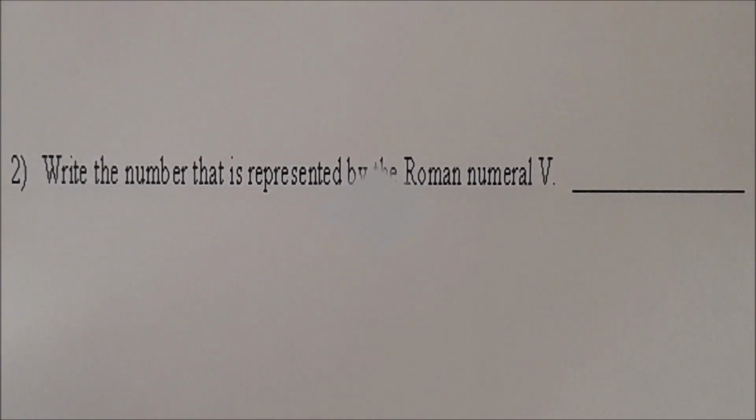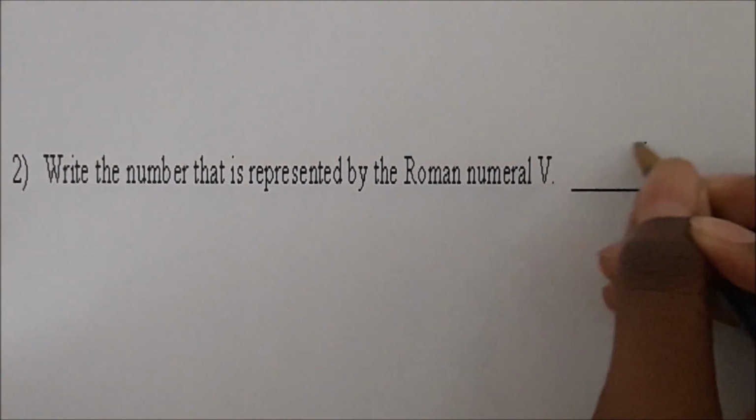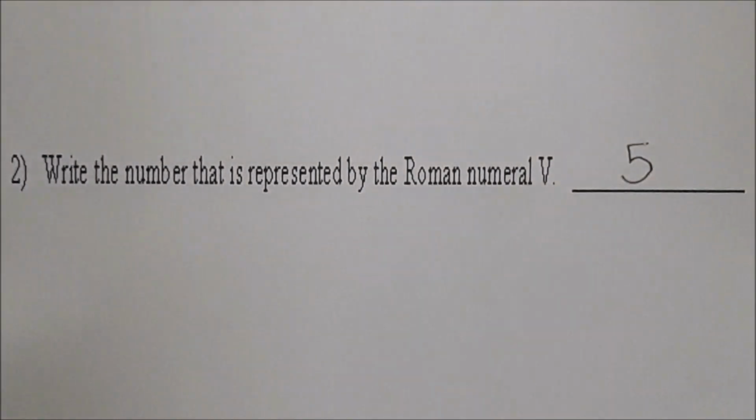Excellent. Write the number that is represented by the Roman numeral V. Okay, so go ahead, write that number for us. 5. So 5 represents the Roman numeral V. Okay, let's go over some of the Roman numerals. We know that V is 5, capital V is 5.